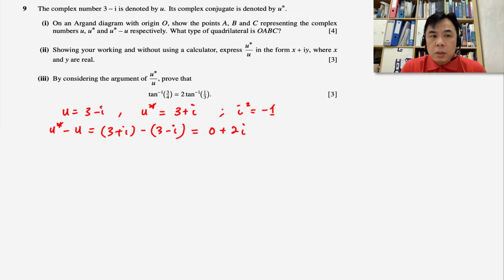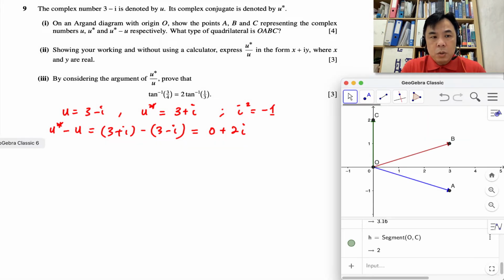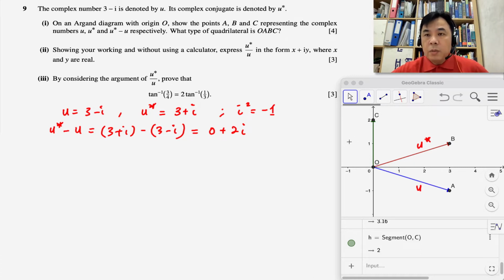Now I have already plotted this on the software itself, so let me show you how it looks like. Okay, now you can see that from here we have the origin here. We have the point A representing the complex number u, and then we have the complex conjugate of u, which is here. And then lastly, we have the difference between the complex conjugate and its complex number u, so u star minus u here. All right, now this is what we have.